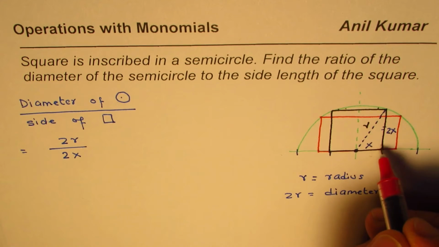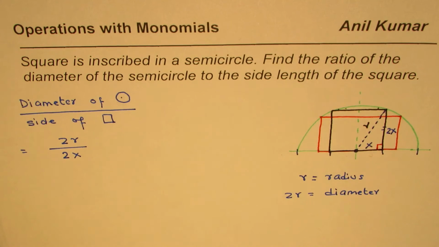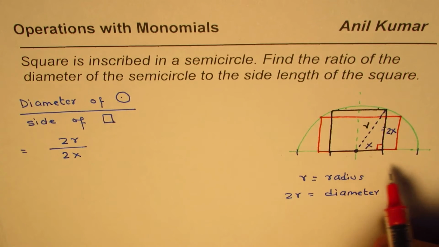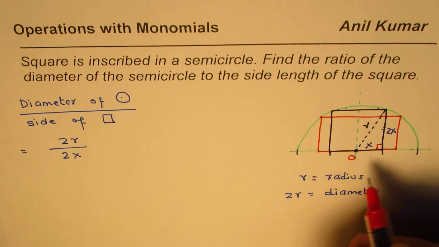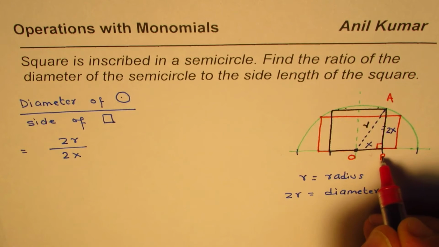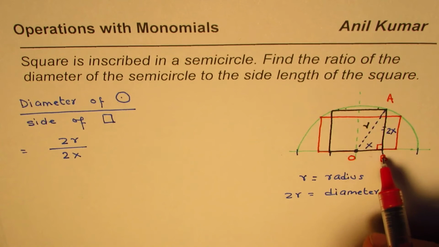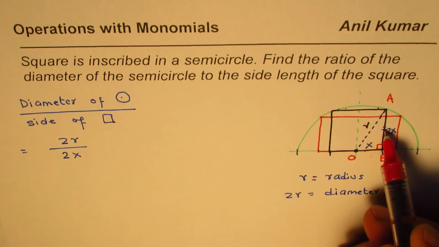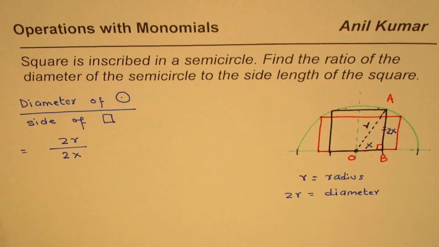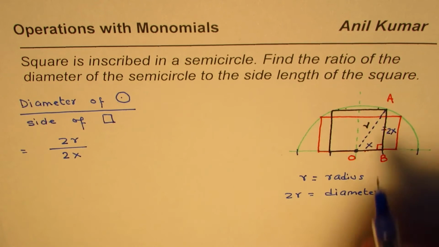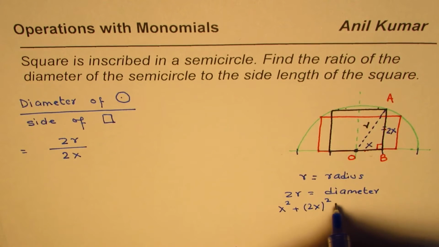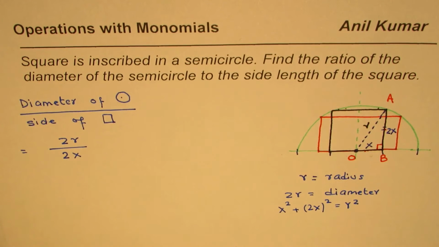Let's look into this triangle once again. We see that this is a right triangle, right? It will always be a right triangle. Now, in this right triangle, let's label this as O, A and B. So we have 90 degrees at B. So the sum of squares of these two legs should be equal to the square of the hypotenuse, correct? So that is the relation which relates x with R. So now we can write x squared plus (2x) squared equals R squared. You get an idea, right?